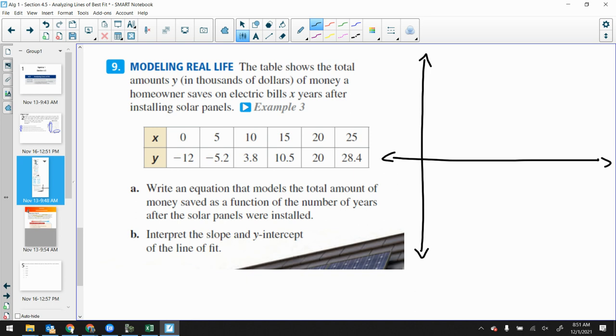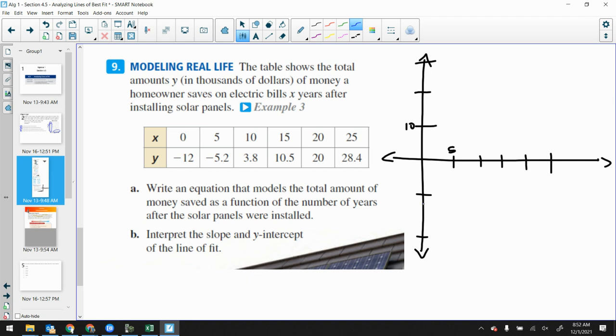So my x values are going up by 5s: 5, 10, 15, 20, 25. My y values, I've got to go down to negative 12 and all the way up to 28.4. So let's go by 10s: 10, 20, 30. So this is 10 here. Always mark at least one spot on there so I know what the scale is.